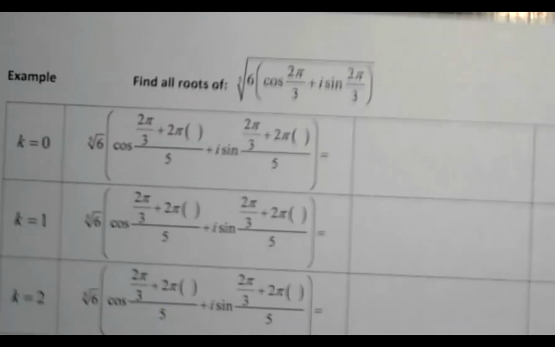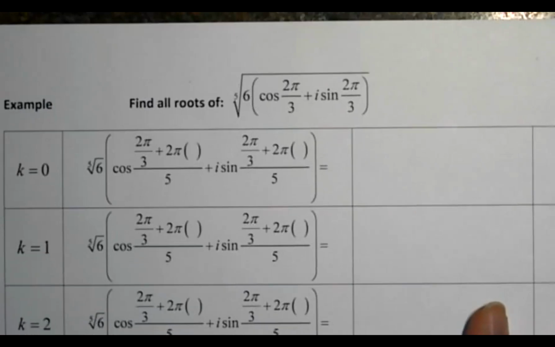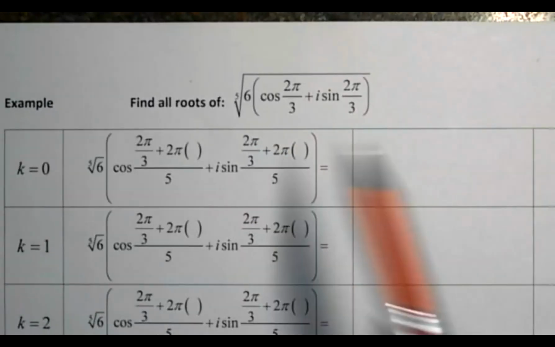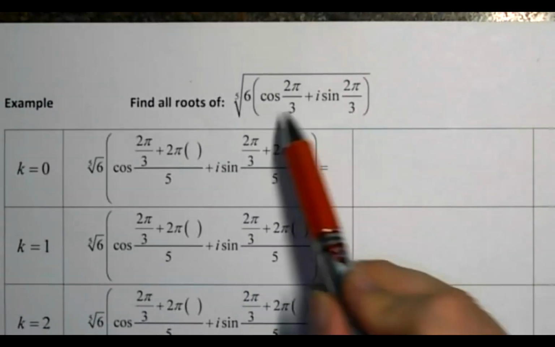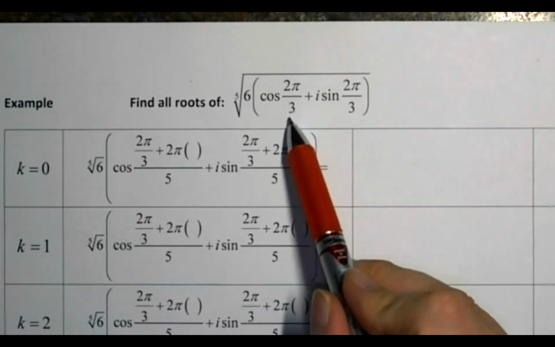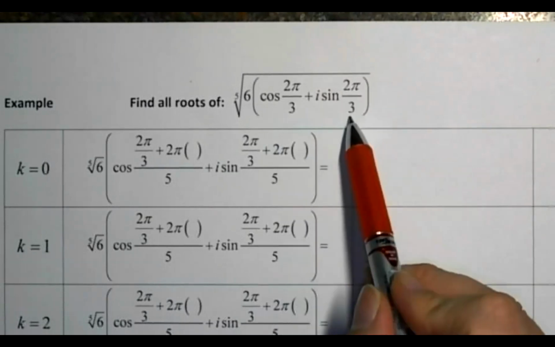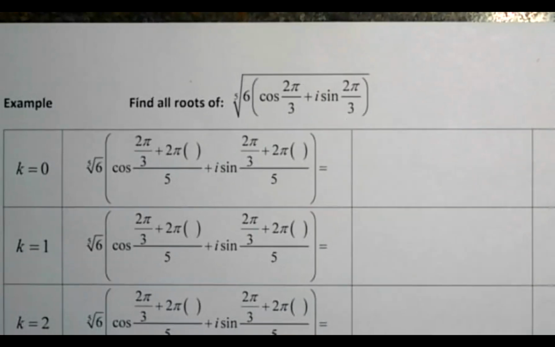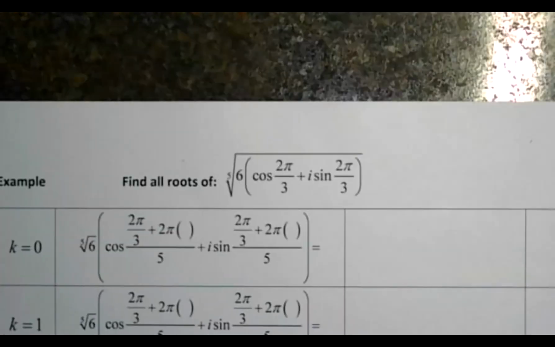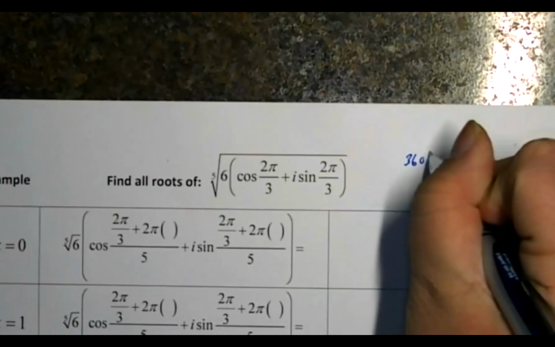Let's take a look at one more example. So here, I want the 5th root of 6 times the cosine 2 pi over 3 plus i sine 2 pi over 3. All right. So let's see what we're going to do. First of all, 5th root. So I'm going to take 360 degrees, divide that by 5.